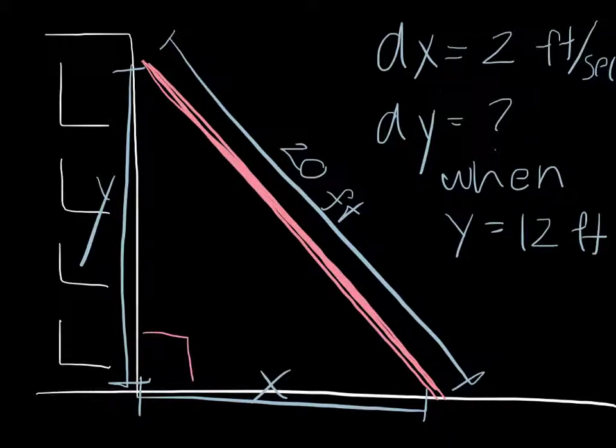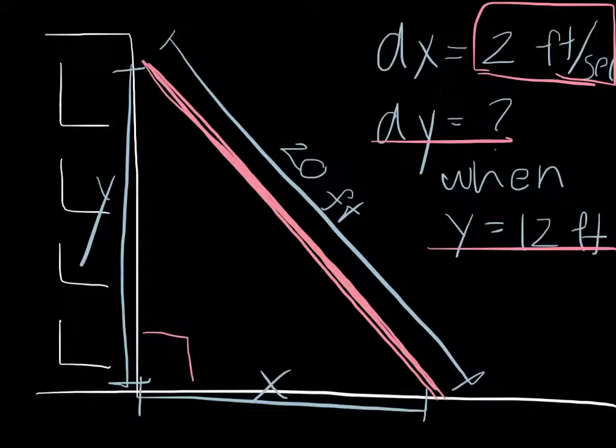We are given that a ladder 20 feet long leans against the wall of a vertical building. If the bottom of the ladder slides away from the building horizontally at a rate of 2 feet per second, how fast is the ladder sliding down the building when the top of the ladder is 12 feet above the ground?